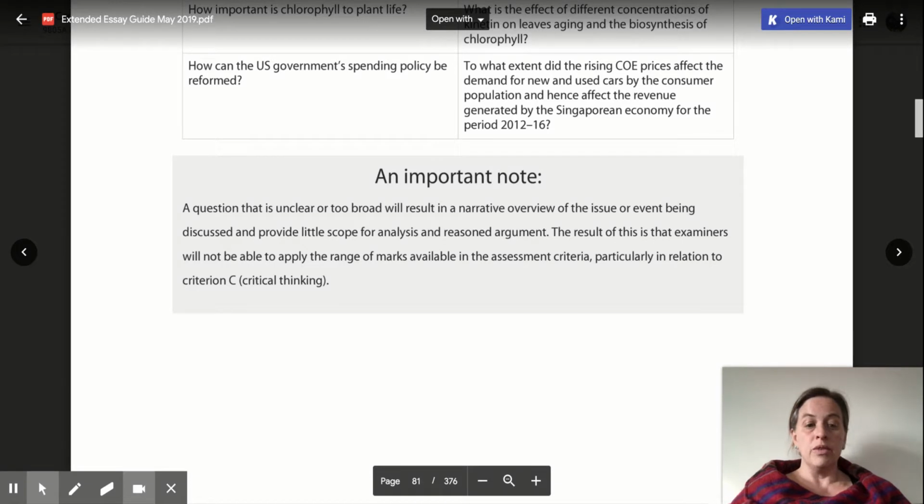So if your question is too broad, you're going to lose out on that whole 25% of the essay grading rubric, and they're not going to be able to give you critical thinking scores. So be really careful about how you develop your question.